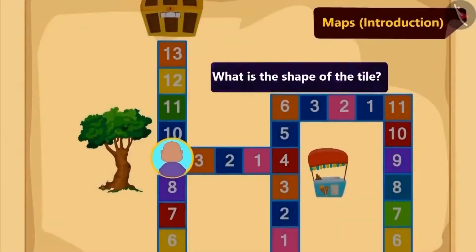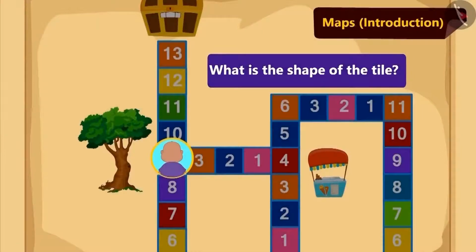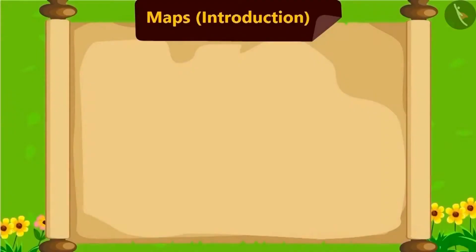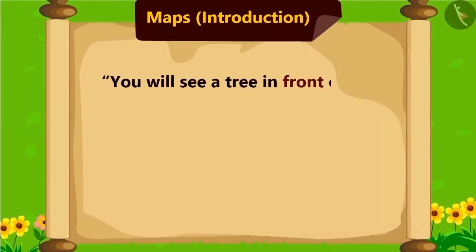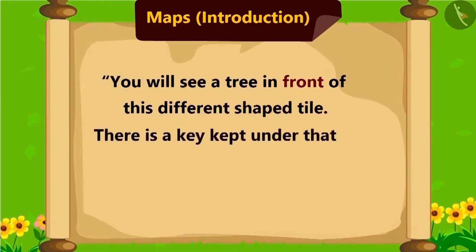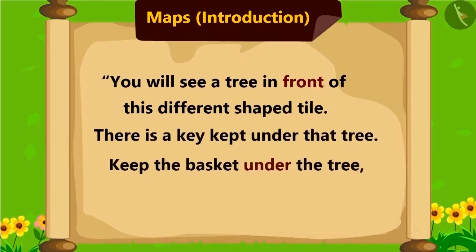Children, can you identify what is the shape of the tile? Yes, you are right. It is in a circular shape. Now Bablu read the instructions further. You will see a tree in front of this different shaped tile. There is a key kept under that tree. Keep the basket under the tree. Take the key and turn right.